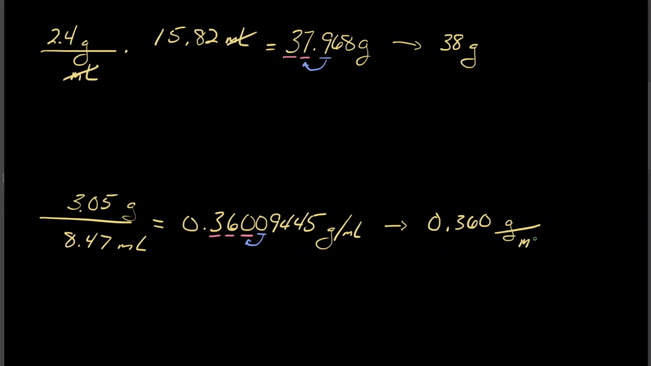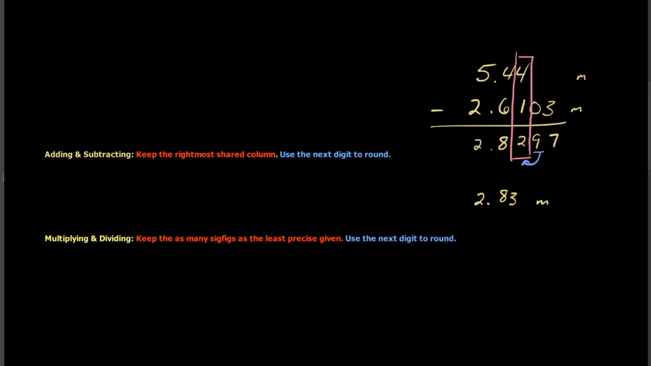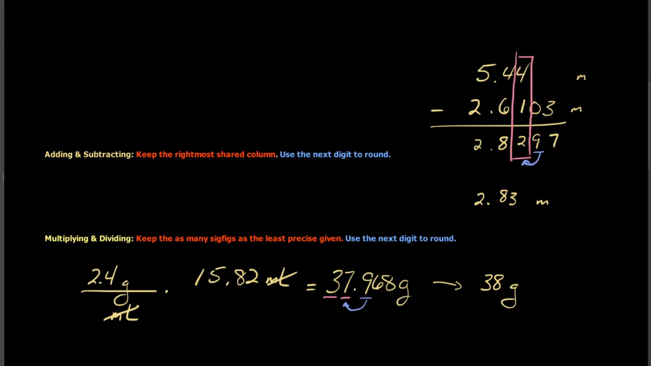All right. So to kind of summarize here, when adding and subtracting, you're going to keep the rightmost shared column and use the next digit to round. When you are multiplying and dividing, you're going to keep as many significant figures as the least precise value given, in this case 2.4, and use the next digit to round.